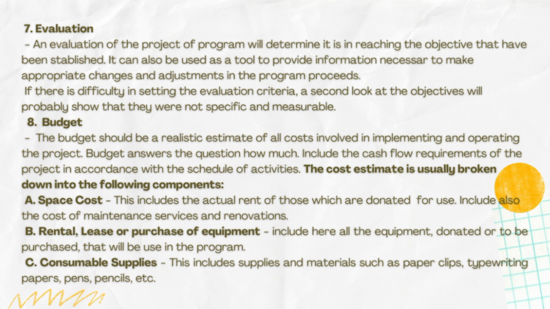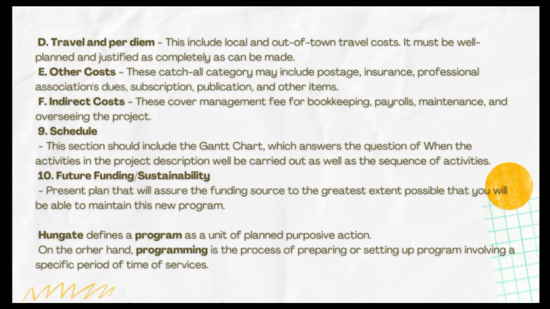The second component of the budget is the rental, lease, and purchase of equipment. Include here all the equipment donated or to be purchased that will be used in the program. The third component is the consumable supplies. These include supplies and materials such as paper clips, typewriting paper, pens, pencils, etc. The fourth component of the budget is travel and per diem. These include the local and out-of-town travel costs. It must be well planned and justified as completely as can be made.